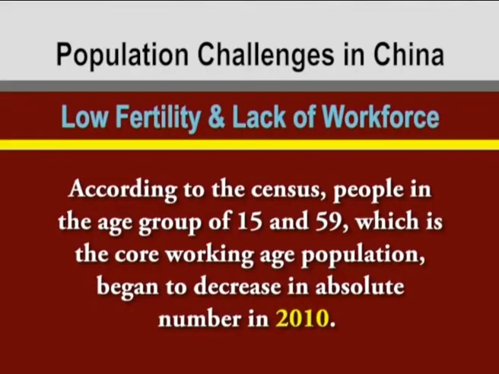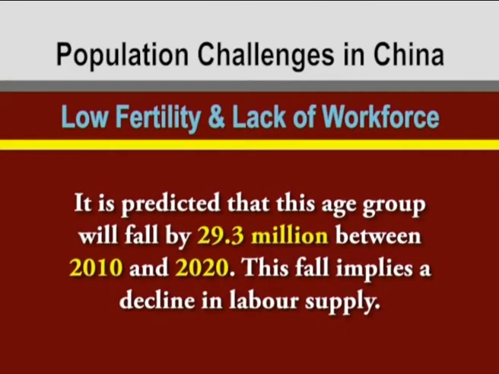Over time, low fertility has caused China's population age structure to change dramatically. According to the census, people in the age group of 15 to 59, which is the core working age population, began to decrease in absolute number in 2010. It is predicted that this age group will fall by 29.3 million between 2010 and 2020. This fall implies a decline in labor supply.